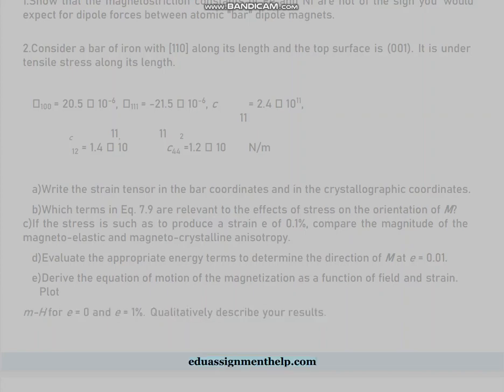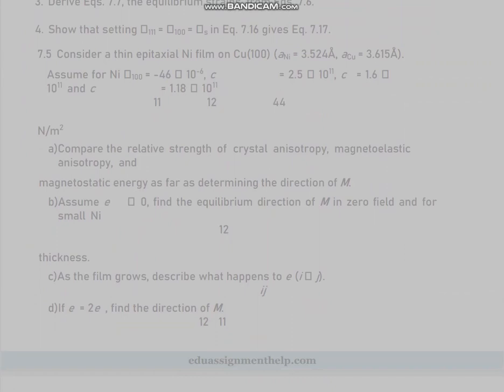3. Derive EQ 7.7, the equilibrium strains from EQ 7.6. 4. Show that setting λ111 equals λ100 equals λS in EQ 7.16 gives EQ 7.17.